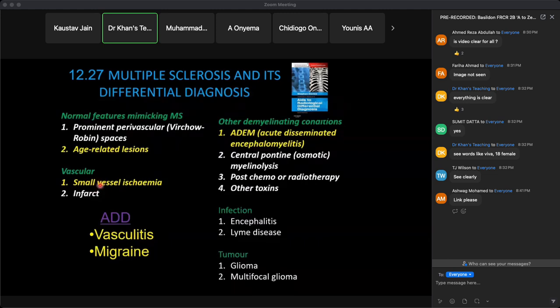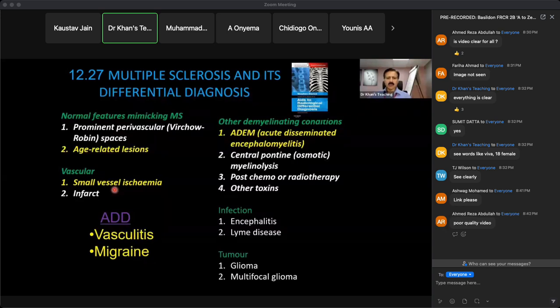And here comes the concept of small vessel ischemia. Small vessel ischemia is age related, and that is why it is more frequently seen after the age of 60. But one entity which is very important for your exam as well as your clinical practice is vasculitis. Vasculitis is not mentioned in this differential, so I always tell my students to add it, vasculitis.